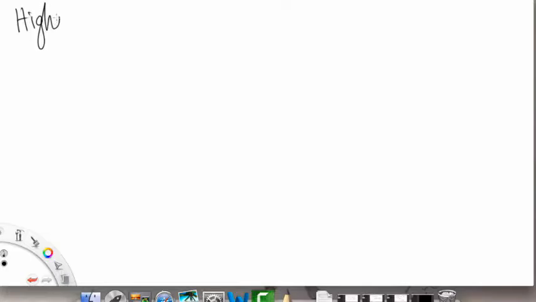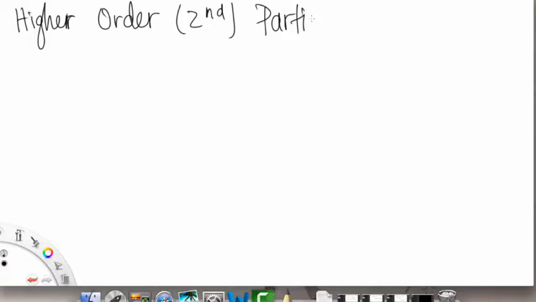Okay? So higher order meaning not first order anymore, but we're going to go into mainly second order, okay? So that just means your second derivative, but this time we're doing partial derivatives, right? That's what we're working with right now. So partial derivatives. Okay, so what is this?